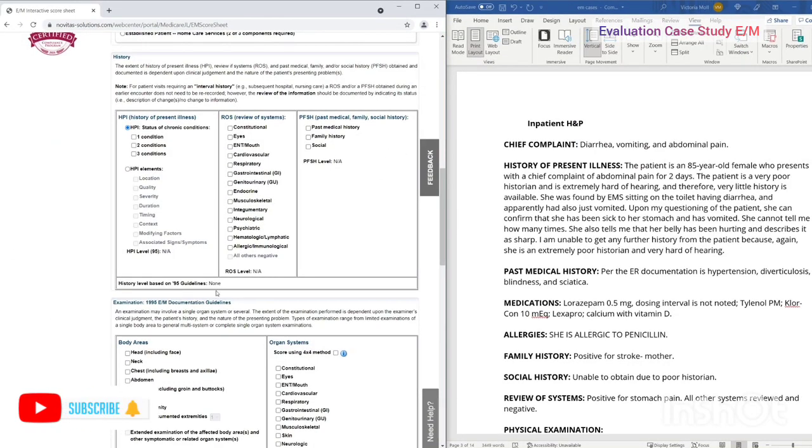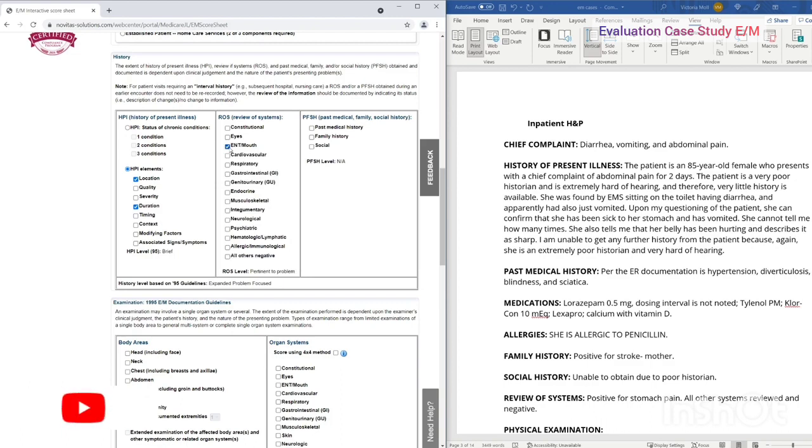So our chief complaint is diarrhea, vomiting, and abdominal pain. And that actually right away gives us a location. We have our abdominal pain. Patient is 85-year-old, presents with chief complaint of abdominal pain, and she's had it for 2 days. So that's our duration. Patient is a very poor historian and extremely hard of hearing. So right there, ears, right? And therefore, very little history is available. She was found by EMS sitting on the toilet, having diarrhea, and has also just vomited.